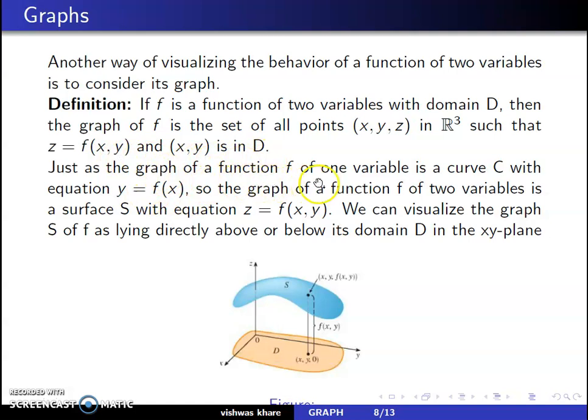Just as the graph of a function f of one variable is a curve C with equation y is equal to f(x), so the graph of a function f of two variables is a surface S with equation z is equal to f(x, y). We can visualize the graph S of f as lying directly above or below its domain D in the xy plane. So here this is the domain D in the xy plane and the graph is shown as a surface S here in the three-dimensional setup. A particular point here is (x, y, 0) and the point on the graph will be (x, y, f(x, y)).